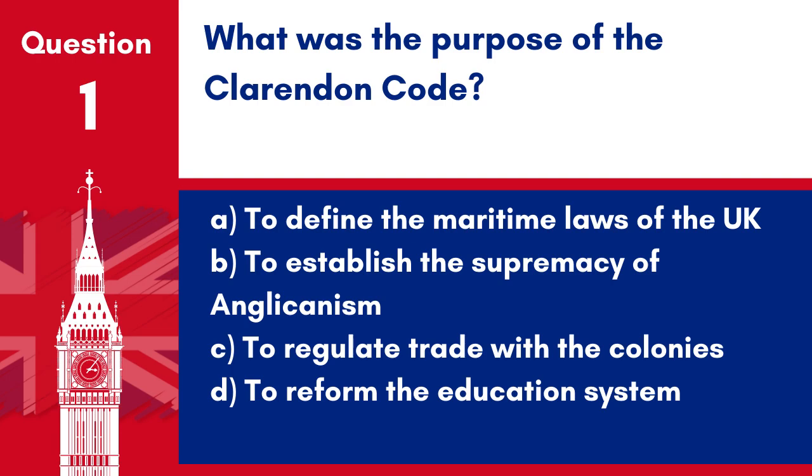Question 1. What was the purpose of the Clarendon Code? A. To define the maritime laws of the UK. B. To establish the supremacy of Anglicanism. C. To regulate trade with the colonies. D. To reform the education system.